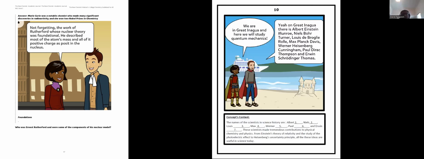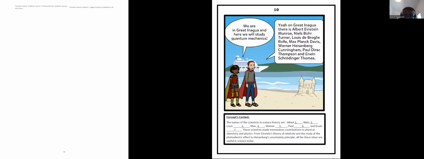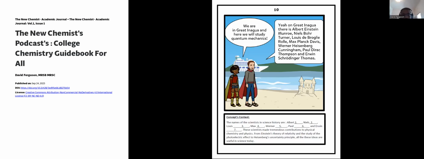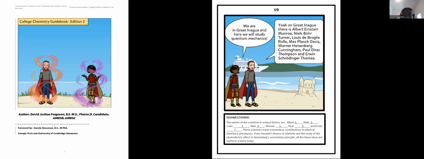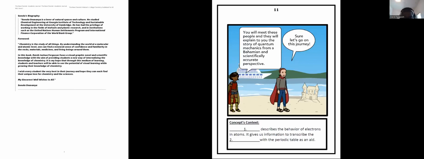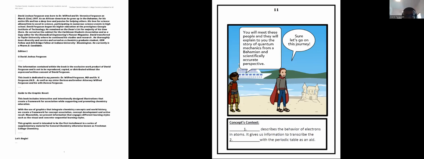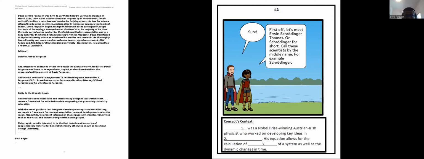So, the names of the scientists in science history are Albert Einstein, Niels Bohr, Louis de Broglie, Max Planck, Werner Heisenberg, Paul Dirac, and Erwin Schrödinger. These scientists made tremendous contributions to physical chemistry and physics, from Einstein's theory of relativity and the study of the photoelectric effect to Heisenberg's uncertainty principle. All these ideas are useful in science today. Schrödinger's equation describes the behavior of electrons in atoms. It gives us information to transcribe the electronic configuration of atoms with the periodic table as an aid.